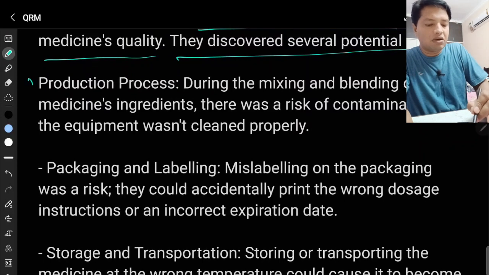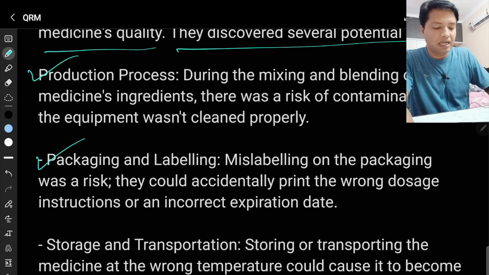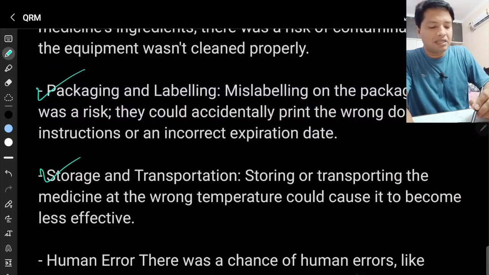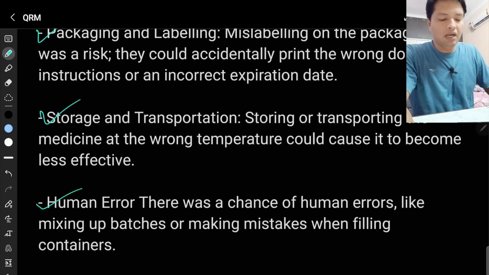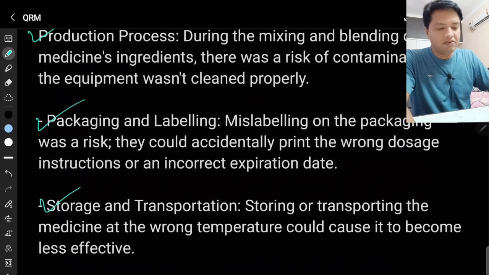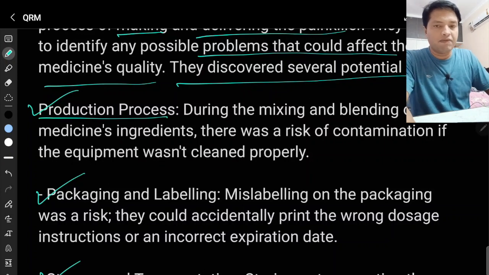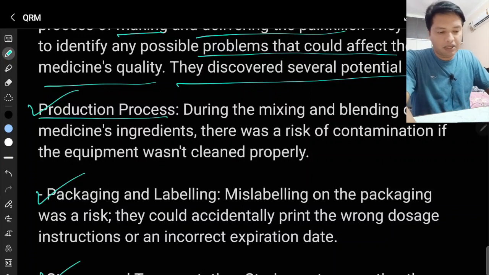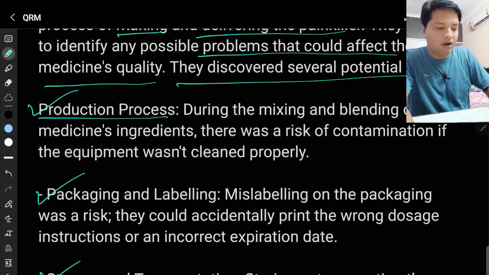They can discover the risk in the production process, in the packaging and labeling, in the storage and transport, and they also discover the risk in human error. So we'll see one by one. If production process, from where will the risk arise? In the production we have so many processes. Take one of the processes, that is mixing and blending.